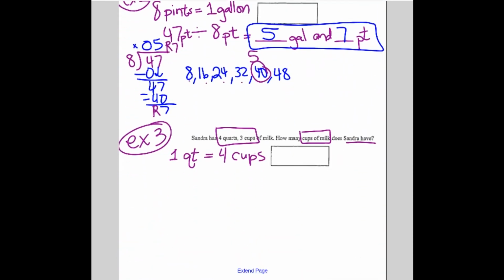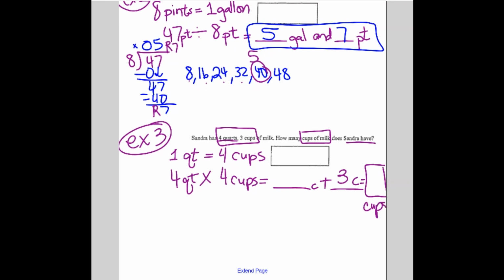And it looks like we're going from big to small, which means we're multiplying. So let's see, what are we going to multiply? Remember, we're dealing with our quarts first. So we're doing 4 quarts times the 4 cups. And our answer is going to give us cups, which is just C. And then we add the 3 cups that we already have. Okay, and then that gives us our final answer of total cups.